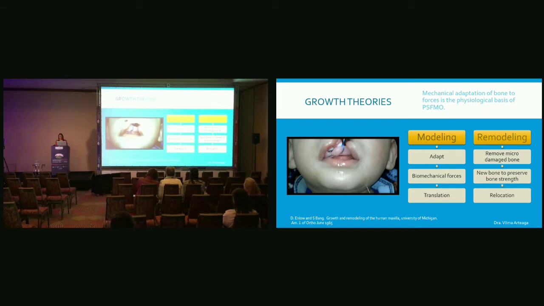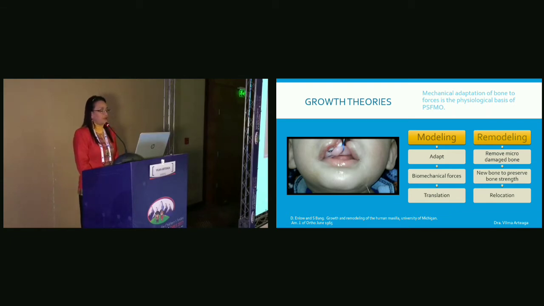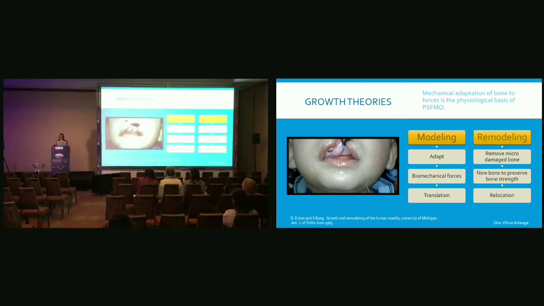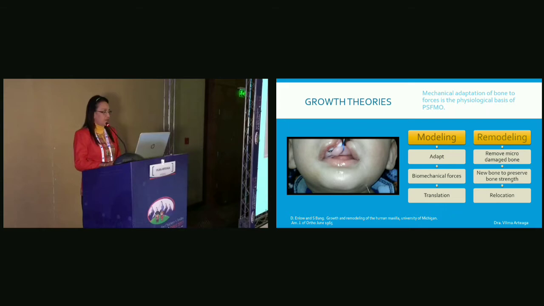By modeling, we are provoking a translation of the bone because the bone is adapting to these biomechanical forces. And by remodeling, the bone is relocating by the awakening of the osteoclasts that remove the micro-damaged bone, and then the osteoblasts will give new bone or form new bone to preserve the bone strength. So the mechanical adaptation of bone to forces is the physiological basis of this technique, of this stage.